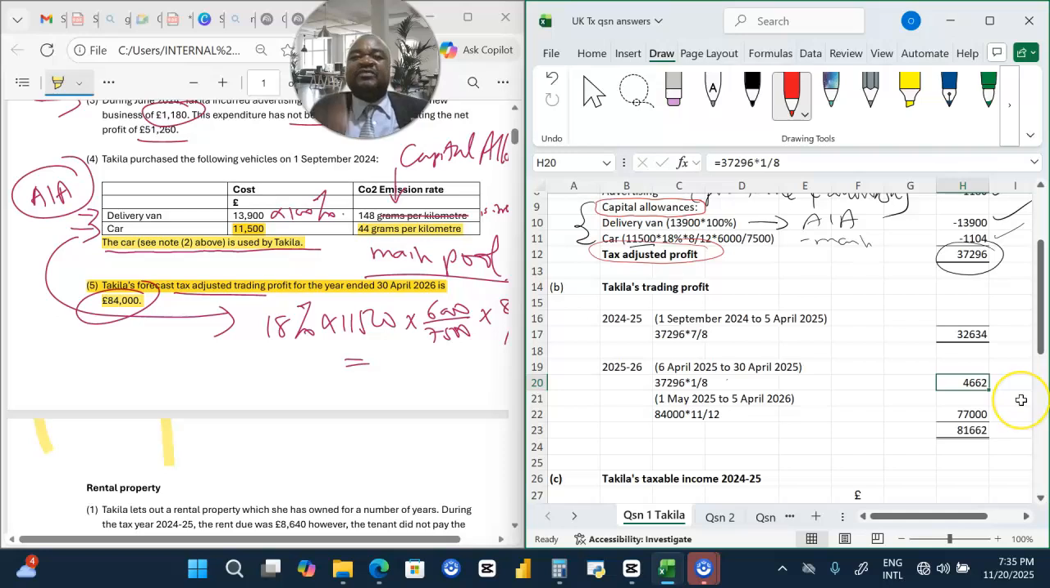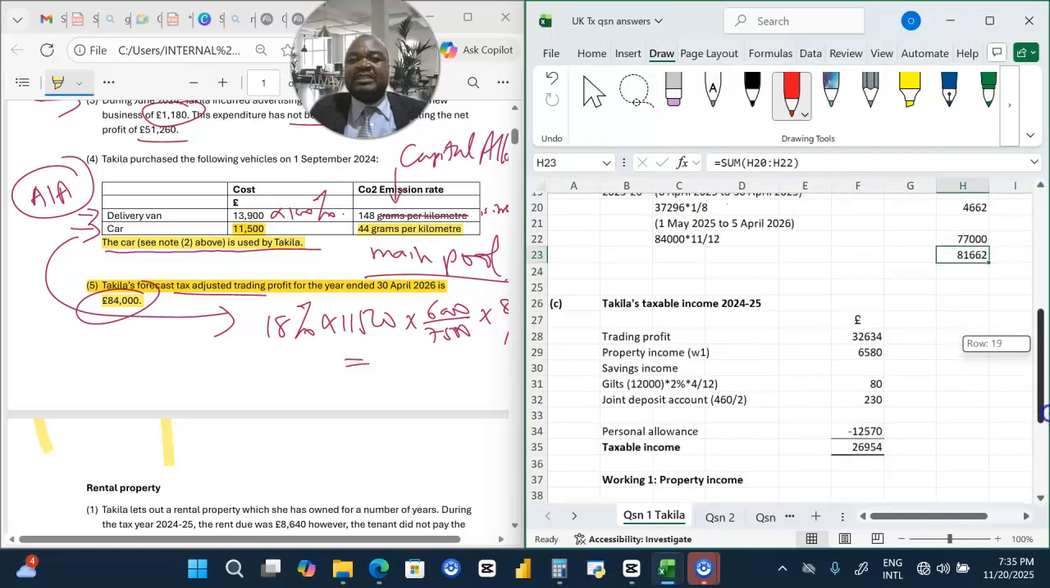When we computed this figure, you can see that the 37,296 was adjusted by the fraction 1/8. You saw it, right? Now, that means the 84,000 should then be adjusted by 11/12, which represents the remaining 11 months, right? And that's how we obtained the 77,000 there. So after doing that, you then have to add it to the 4,662 and you obtain your 81,662. I'm sure it's clear, ladies and gentlemen.